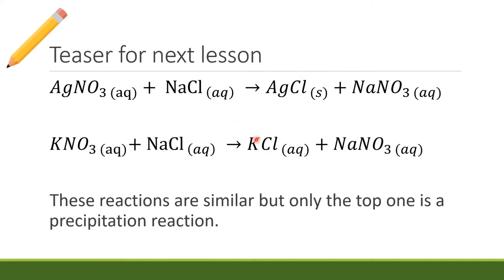Would it be because one's a single displacement? No, because both of these are double displacements. The Ag goes to the AgCl, the Na goes to the NaNO3, so they're both double displacements. Does it depend on which molecules bond together? Yes, it does.